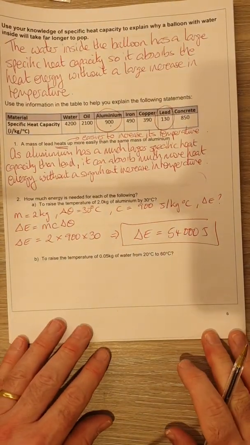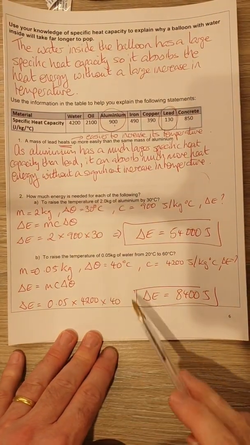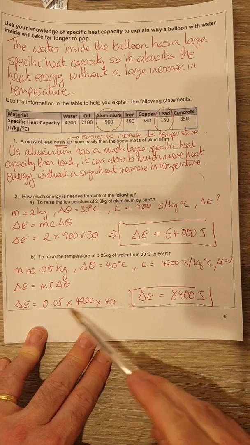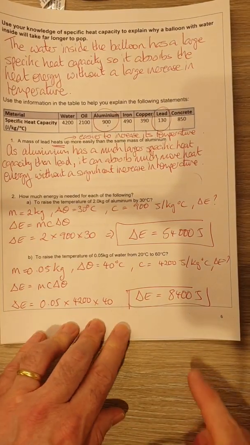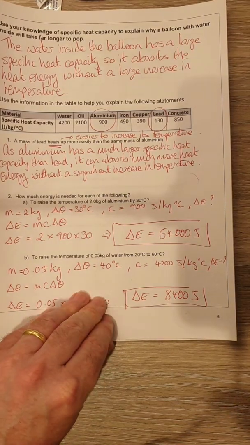So once again, using all 4 steps, writing the numbers out, writing the equation, putting the numbers in the equation, we get the answer. We need 8,400 joules of energy.